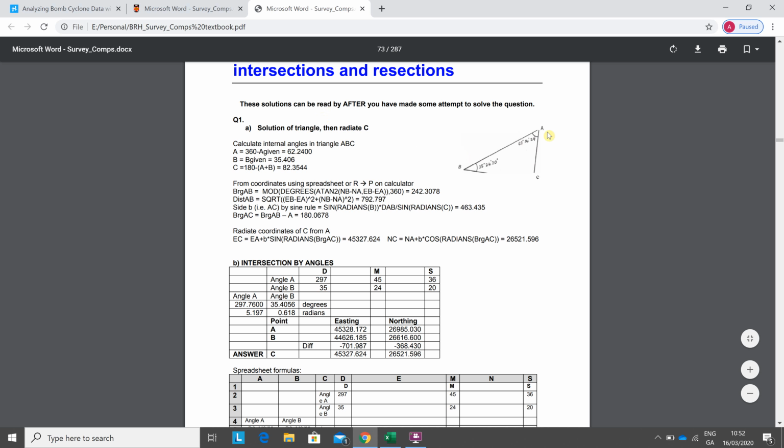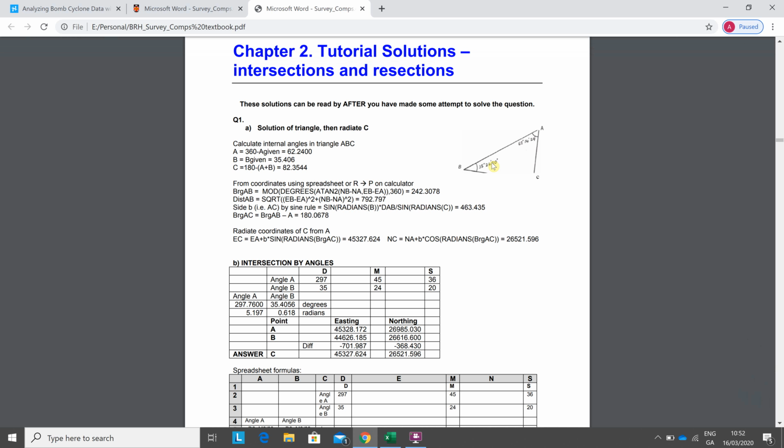And we're given A and B. You can see there we're given the eastings and the northings down there, and we're given these internal angles, and by working out bearings and distances we're to work out the easting and northing of point C.